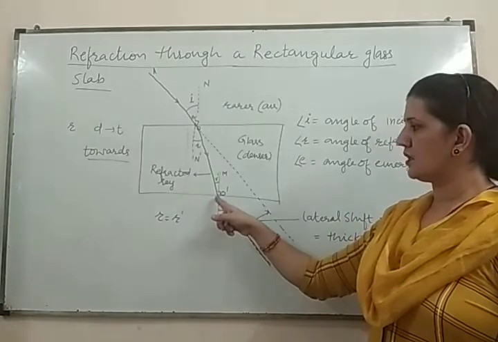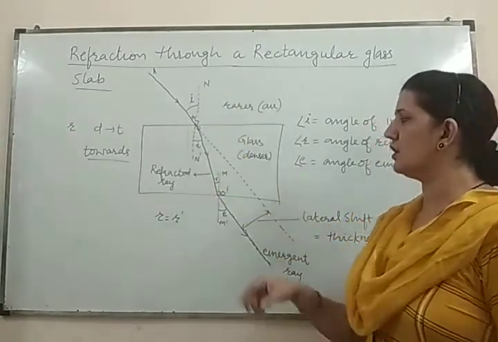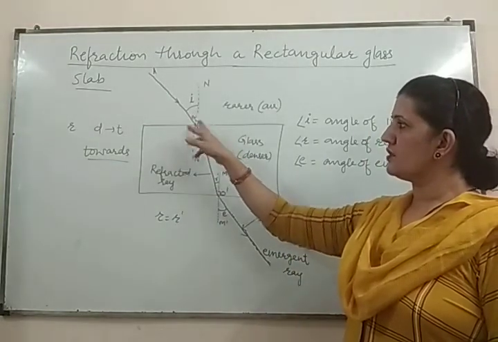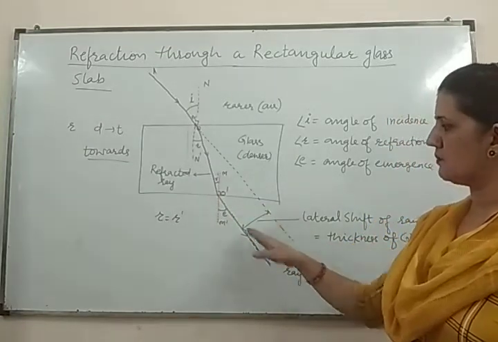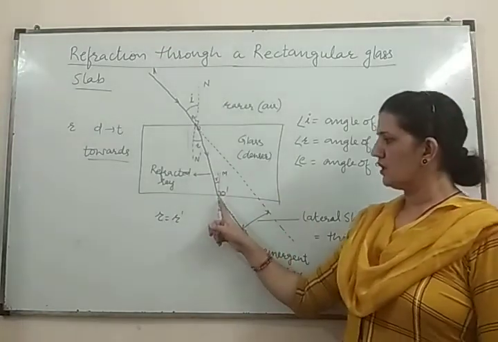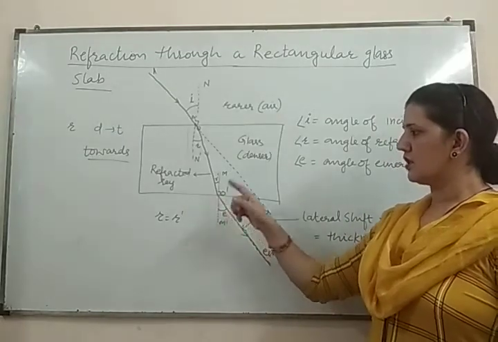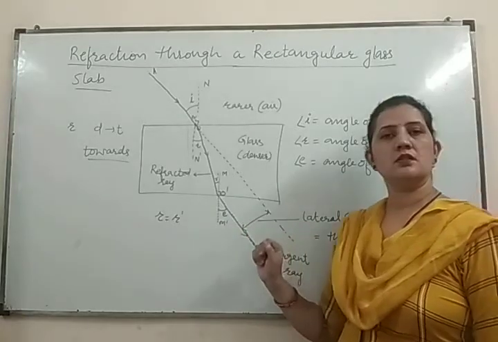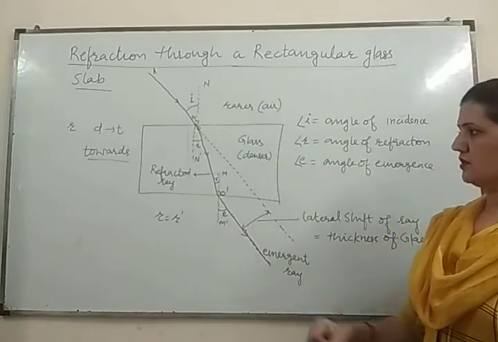Both surfaces are parallel to each other. The refraction which is caused at the first surface is adjusted by the second surface and the ray becomes parallel to the incident ray. Here it emerges from the second surface, so this ray is known as the emergent ray, and this angle is known as the angle of emergence.